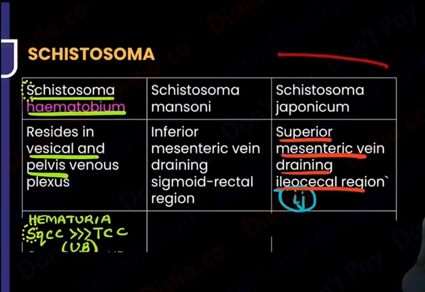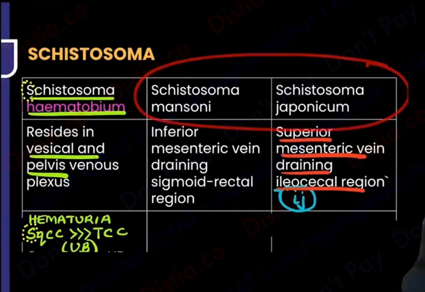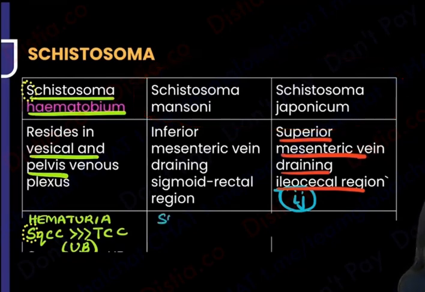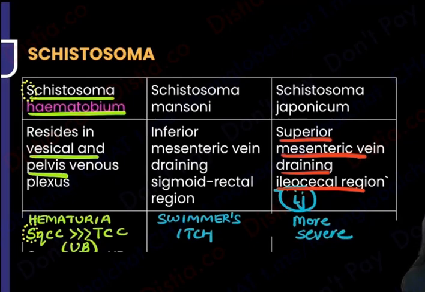But what do they do, Schistosoma mansoni and japonicum? What do they actually do? They result in swimmer's itch, and japonicum also is going to result in a more severe form of swimmer's itch. But what is that swimmer's itch? Because this is coming through the skin. It's coming swimming through the skin.